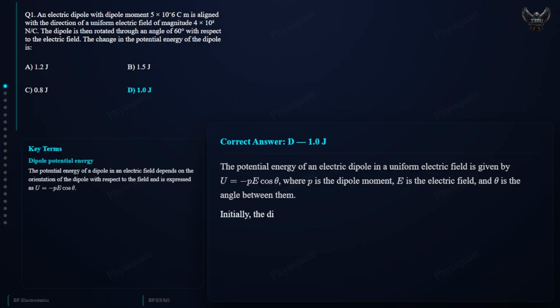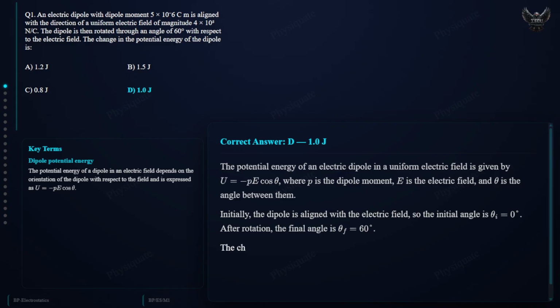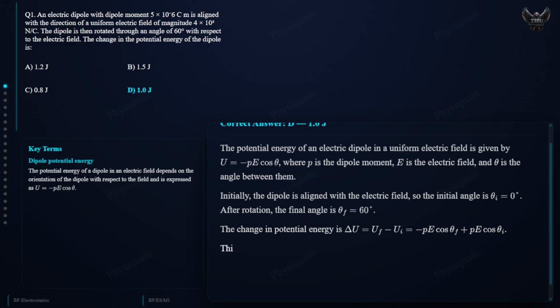Initially, the dipole is aligned with the electric field, so the initial angle is theta I equals 0 degree. After rotation, the final angle is theta F equals 60 degree. The change in potential energy is delta U equals U F minus U I equals minus P E cos theta F plus P E cos theta I. This simplifies to delta U equals P E, cos theta I minus cos theta F.